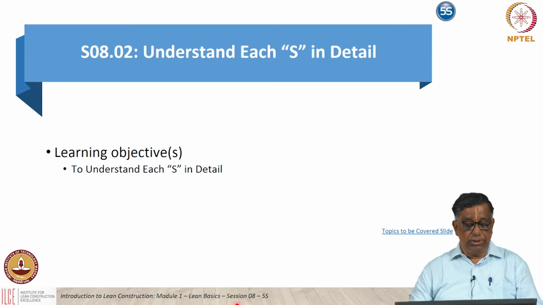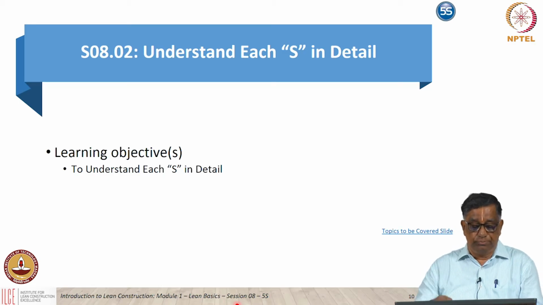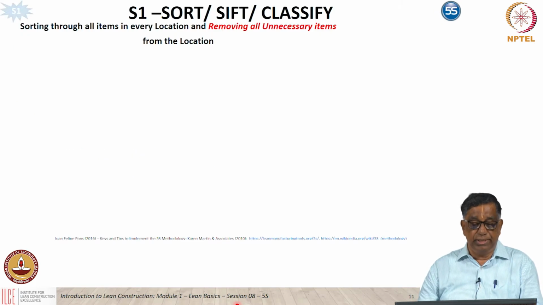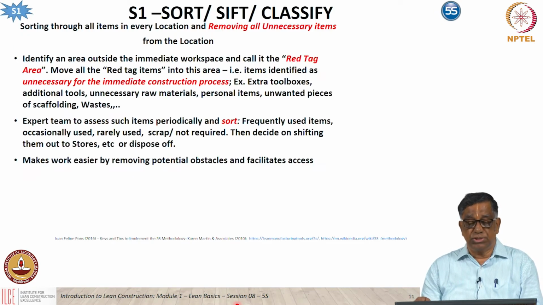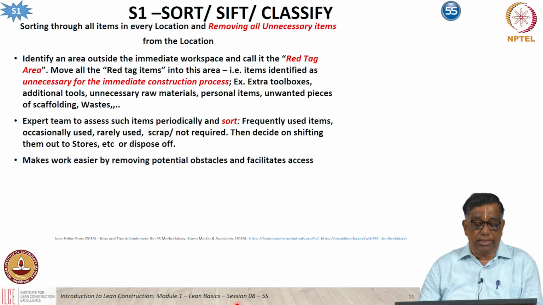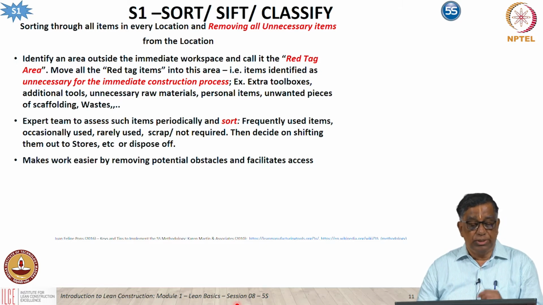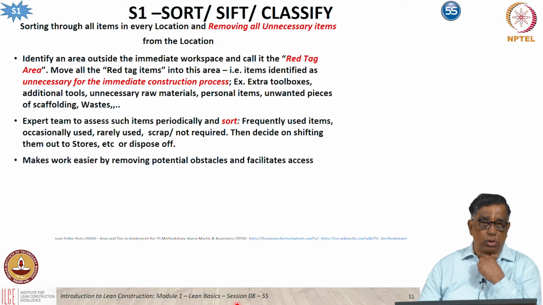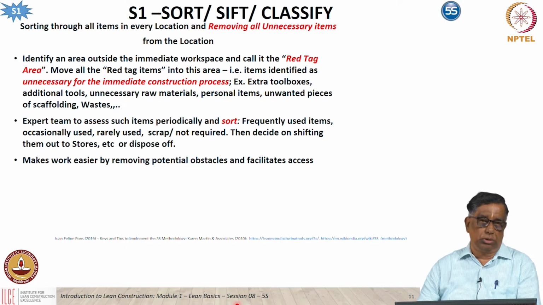Now we look at the next section where we look at each S in greater detail. The first one, of course, is sort, sift, or classify. So initially what we do, we look at all the items at the site and remove whatever is not required in the near future. So we identify an area called the red tag area.